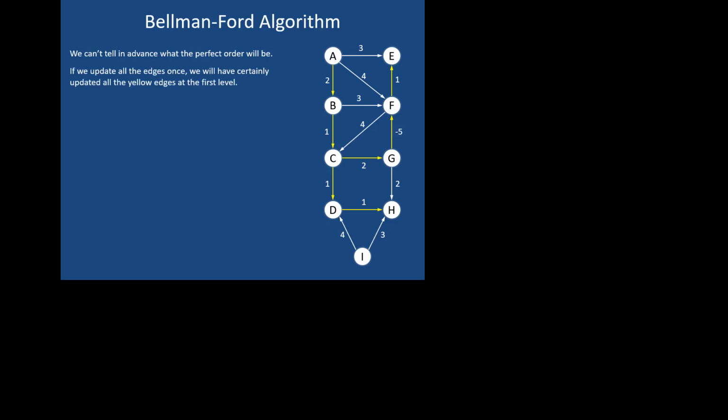So we can't tell, we're going to update them all. Now, could you get lucky? Think about that first update that updates every edge. Could you be lucky and end up in that first pass updating AB and then later BC and then later CD and then later DH and so on? Yeah, you might get lucky.